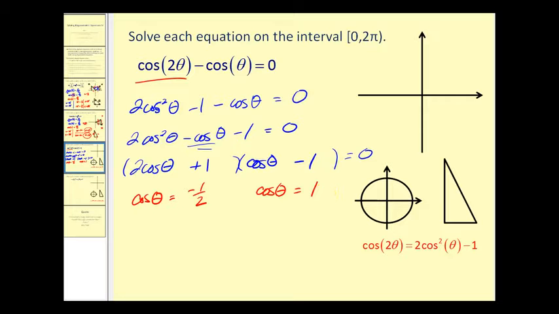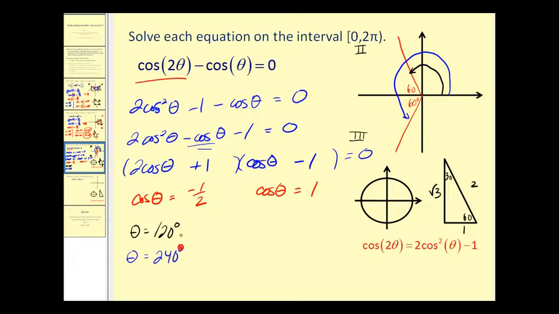Back to our reference triangles for cosine theta equals negative 1/2. Back to the 30, 60, 90. The cosine of 60 degrees is 1/2, but we want negative 1/2. Cosine is negative in the second and third quadrant, so we'll sketch a reference angle of 60 degrees in those two quadrants. This would be 120 degrees. The second angle would be 180 plus 60, or 240 degrees.